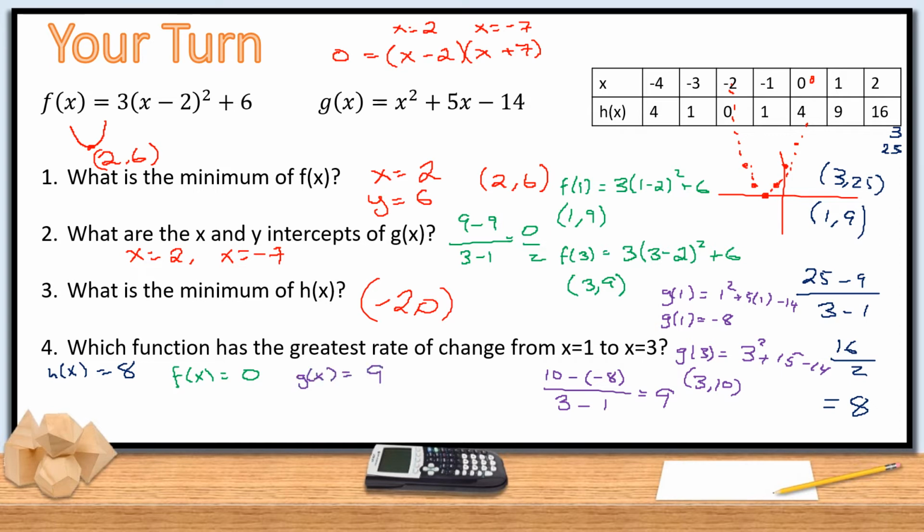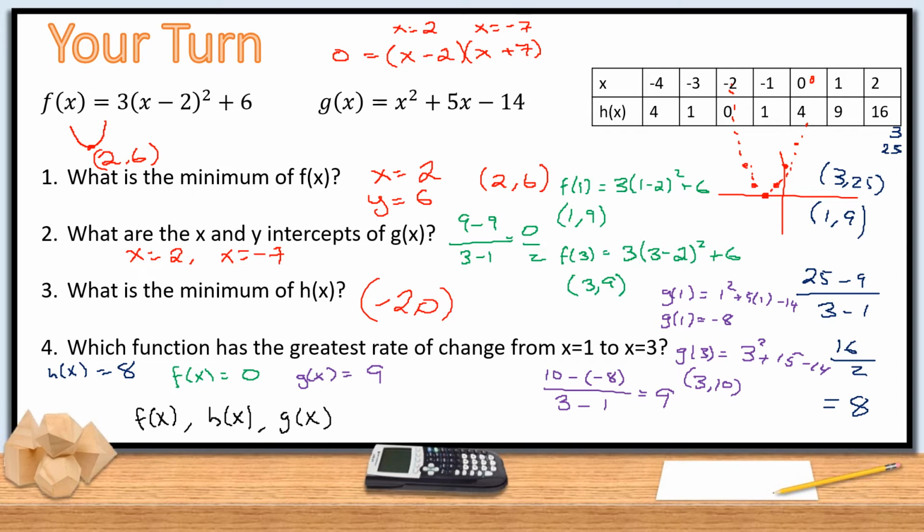So from least to greatest, f of x would go first. So we'd have f of x, then h of x, then g of x, if we're talking about greatest rate of change between x equals 1 and x equals 3 in order. So that's very easily a question you could get on something like a unit test or a checkpoint because there's all the math involved, and then the final answer would just be to put the functions in order.